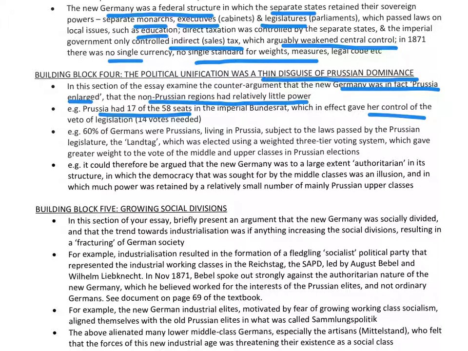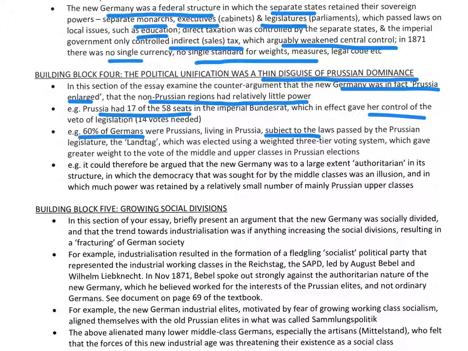And the other important one, remember, Prussia, the largest of the 25 states, comprised 60% of German territory. That meant out of every 100 Germans, 60 of them were Prussian living in Prussia. And they were subject to two types of laws, remember.